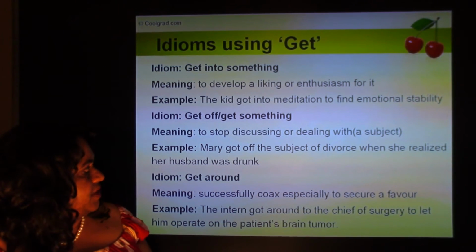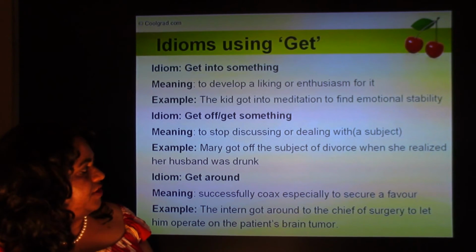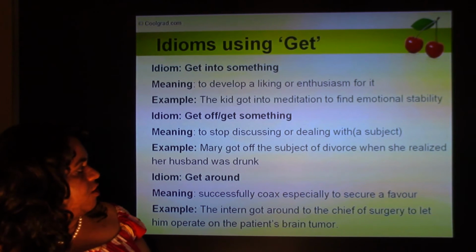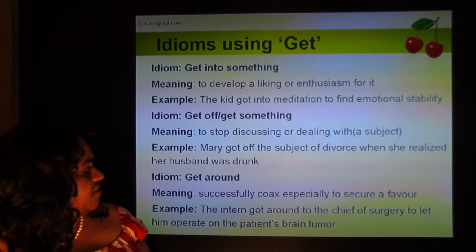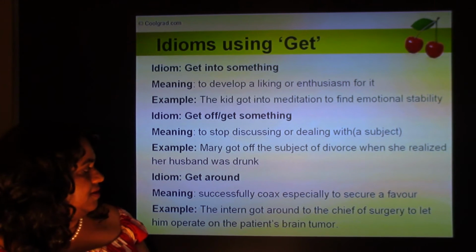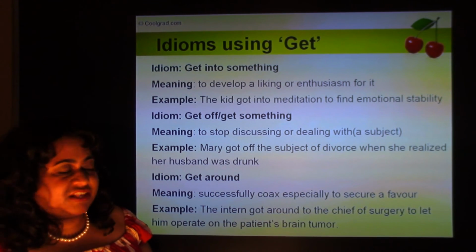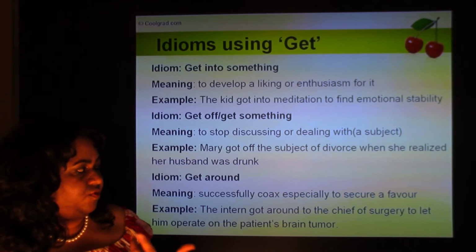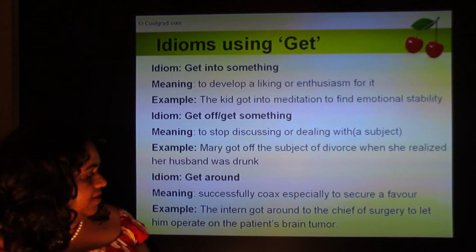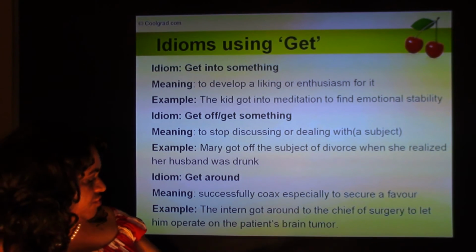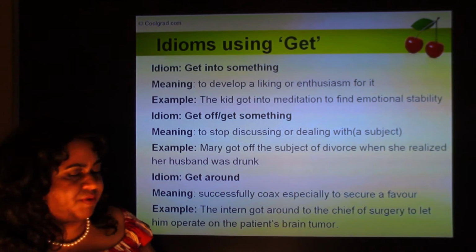Get off something, to stop discussing or dealing with a subject. Mary got off the subject of divorce when she realized her husband was drunk. Get around means to successfully coax, especially to secure a favor. The intern got around the chief of surgery to let him operate on the patient's brain tumor.